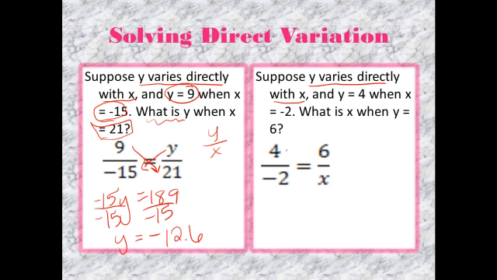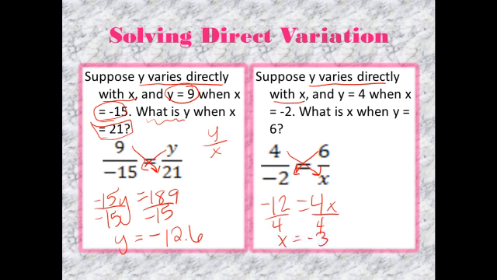And once again, we cross multiply. 4 times x is going to create 4x. 6 times negative 2 is negative 12. Divide both sides by 4 to find that x equals negative 3.